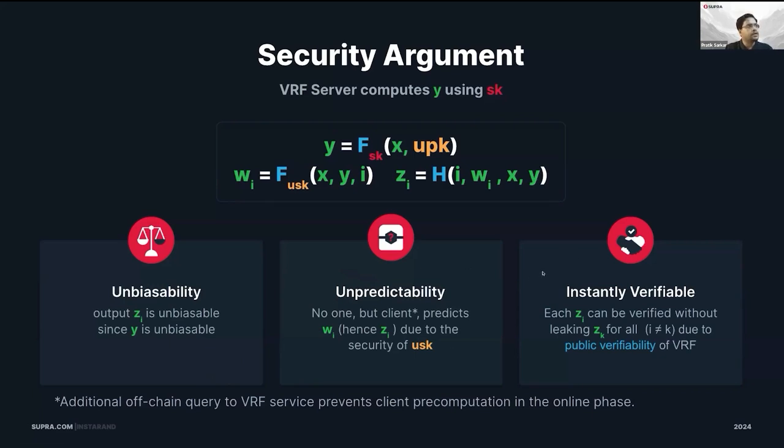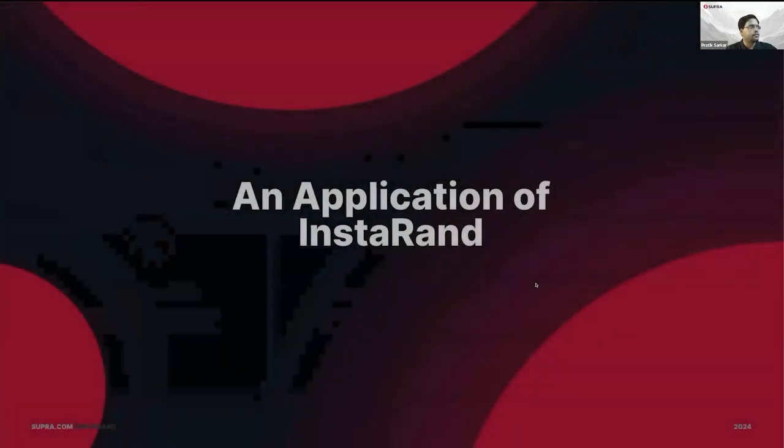Now let me argue why each ZI value is instantly verifiable. Each ZI can be instantly verified without leaking ZK. This is because of the public verifiability of this VRF, right? So you can independently verify WI and WK without leaking each other. That's why each of these ZI values is instantly verifiable.